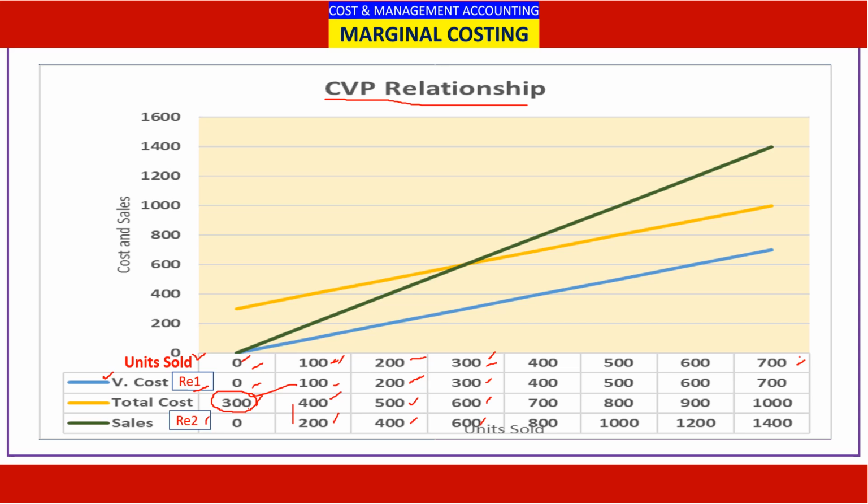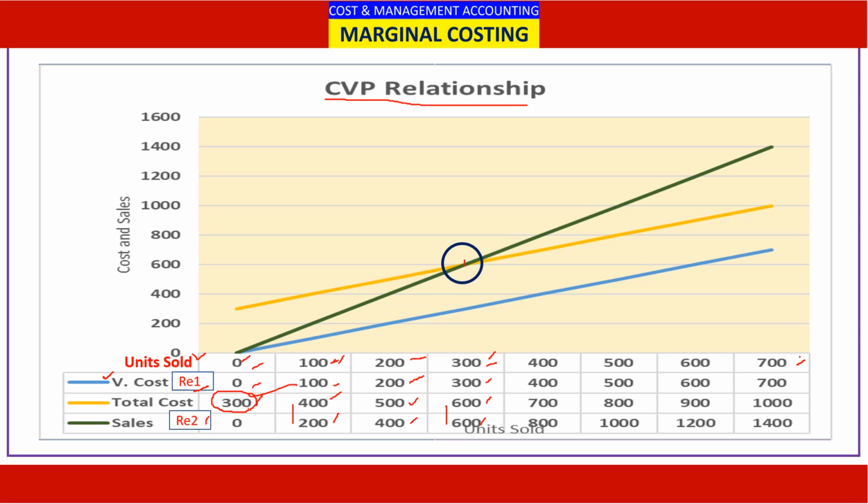Oh, it is a great moment where my cost and sales are the same. We will study this. As we proceed further, this 300 remains 300, variable cost keeps on adding, and we start making profits. Let us get into this.